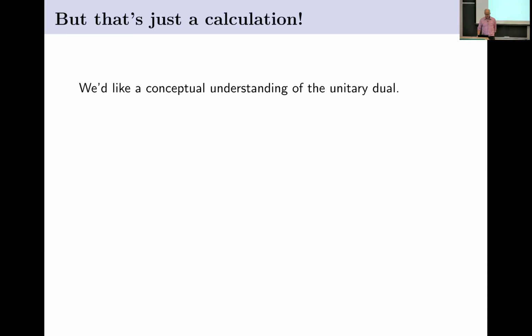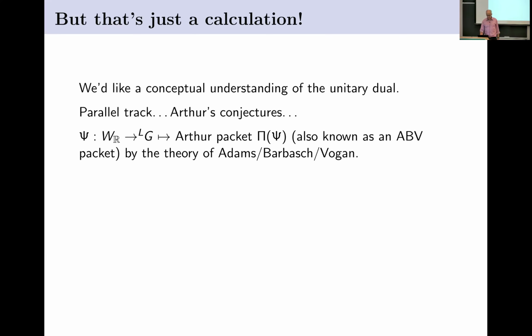Okay, so let me wrap up and answer the following question, which I've been asked, but that's just the calculation. And I agree with that. We'd like a conceptual understanding. Well, that's basically Arthur's conjectures, and that's been proceeding on a parallel track. And I'll just say, if you have an Arthur parameter, attached to an Arthur parameter is an Arthur packet. And in our setting, I'm using the term to refer to the packets that were defined in my book with Barbash and Vogan, sometimes known as ABV packets.